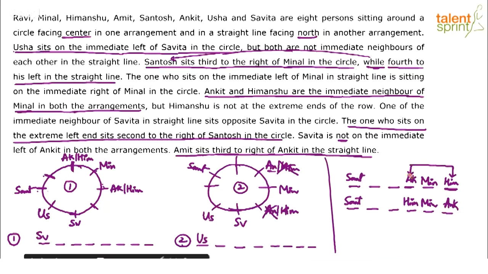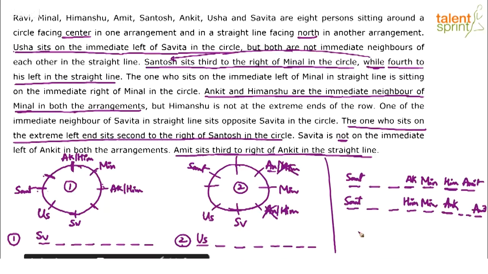Now, understand this point. The last point said Amit sits third to the right of Ankit in the straight line. Now, let's say if you take Ankit here in this position. Amit sits third to the right of Ankit. First, second, third. Amit would come here. Yes or no? If you take the second part of it, Ankit is already seated here. Third to the right of Ankit means what? First, second, third. Here sits Amit. Are you able to follow?